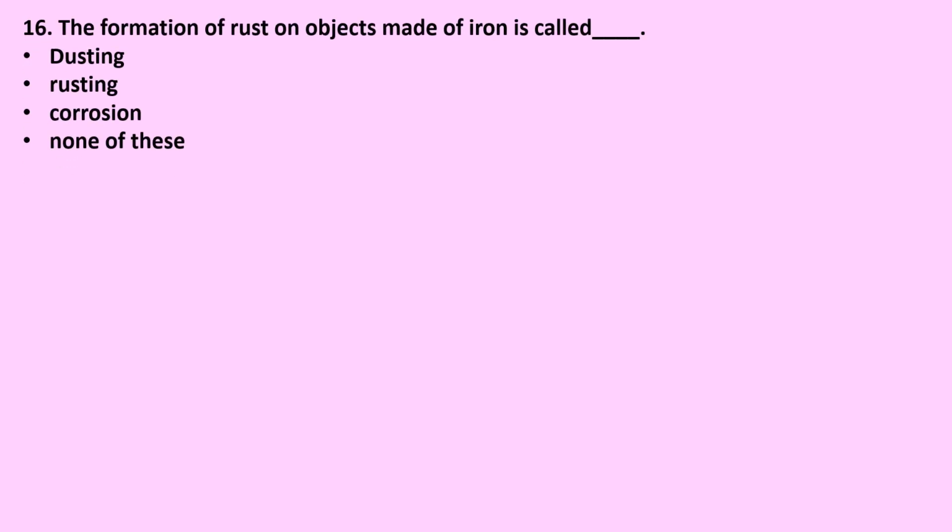Question number 16. The formation of rust on objects made of iron is called. So the formation of rust on iron objects is called which process? It is dusting, rusting, corrosion, or none of these. So here the correct answer is rusting. It is called rusting.